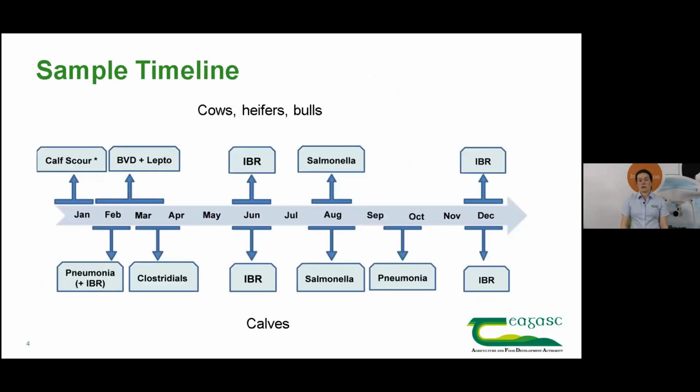And lastly, I just want to put on the screen a sample timeline for vaccinations in a spring calving herd. So just bearing in mind that this is an example only, but it does illustrate how busy things can get in a herd that are using a lot of vaccines. So on the top line, you can see these are vaccines that you'd give to your cows, heifers, and bulls. And on the bottom line, vaccines that would be given to calves. So you can see that it can be quite busy, particularly the start of the year around springtime.